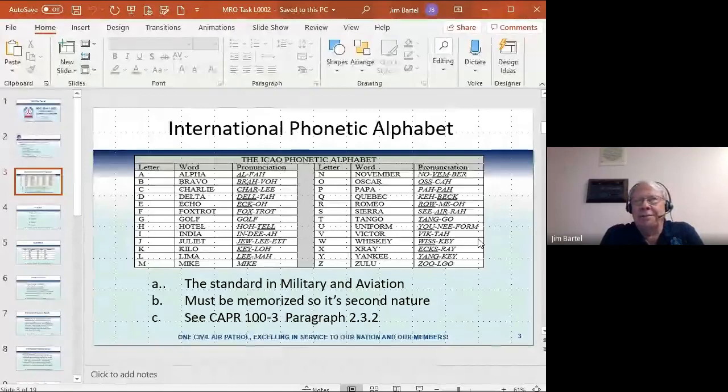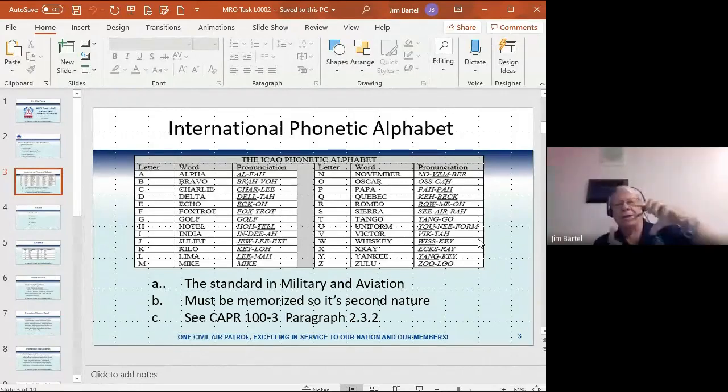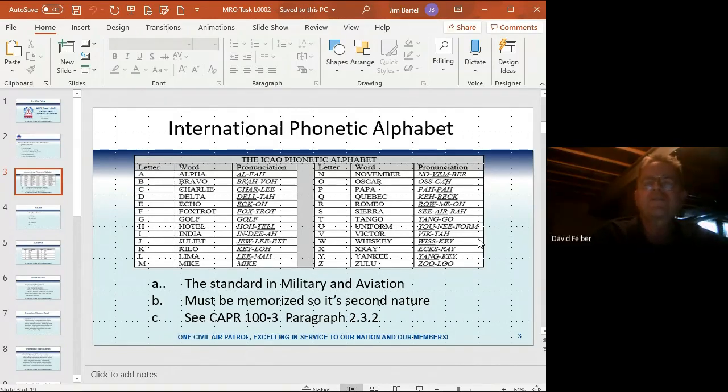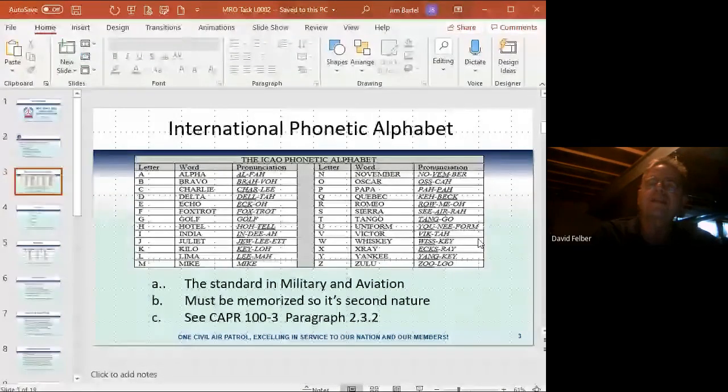When I joined as a cadet back in '67, they handed me a little blue card that had the phonetic alphabet on it. It said, here, memorize this, because you will be using it. So that would be my recommendation to everybody. Memorize this, because you're going to use it a lot. So let's just leave this slide up for a few minutes. The next slide was a practice slide.